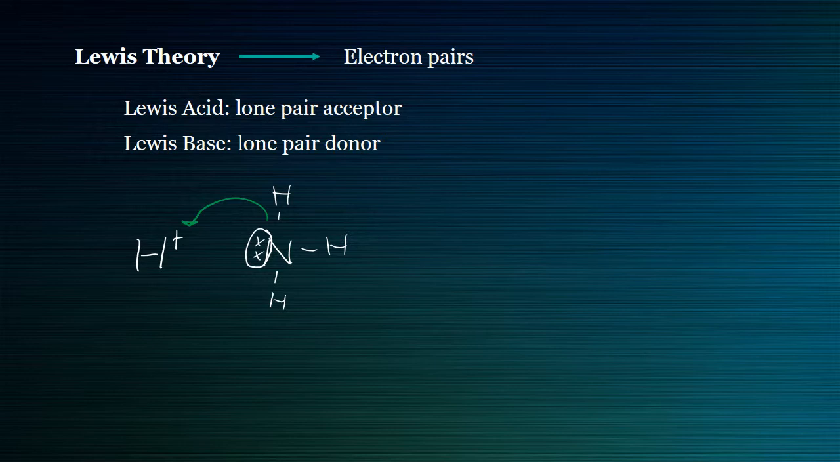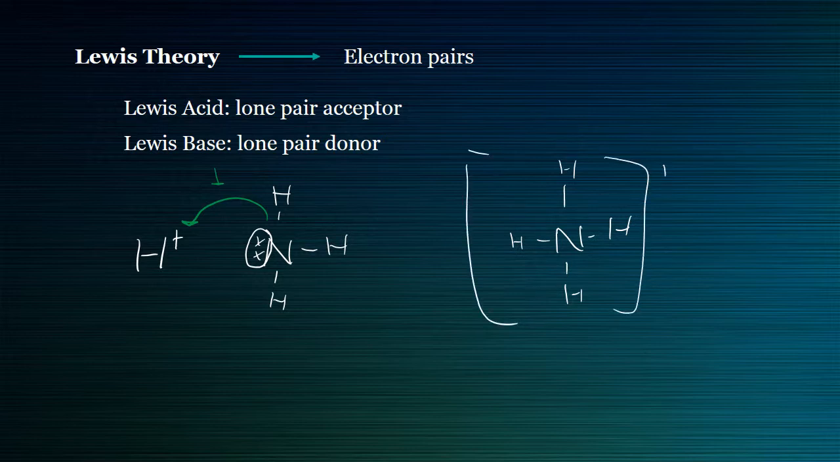Remember from organic chemistry that it uses curly arrows, and that's what I drew, and it always shows the electron pair donation, right? So when we go through and put these together, then you get ammonium, with this hydrogen being the acid that accepted the lone pair from that nitrogen.